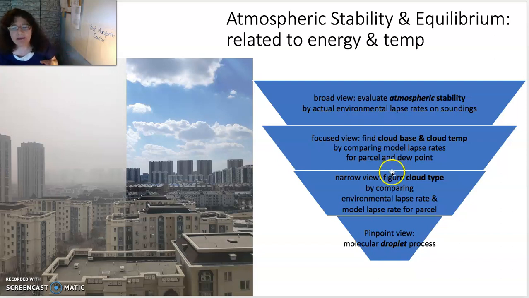Then we're going to take a much narrower view and figure out what cloud type we're going to have based on lapse rates again. And then we're going to take a very narrow view and look into the process for creating rain droplets. So we're going from the atmosphere all the way down to the rain droplet in this chapter.